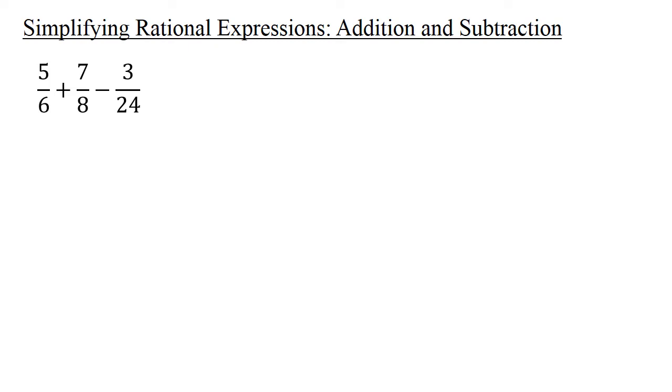So the first thing I need to do in order to work with fractions for adding and subtracting is find the least common denominator, or the lowest common multiple, between 6, 8, and 24. And again, this isn't the greatest common factor. Don't confuse that. This is what's the smallest thing these numbers go into. What is the smallest multiple of them?